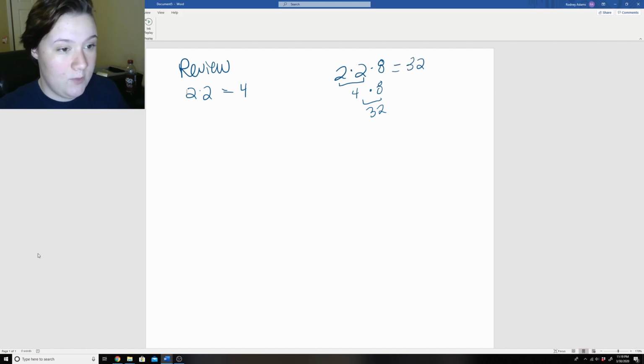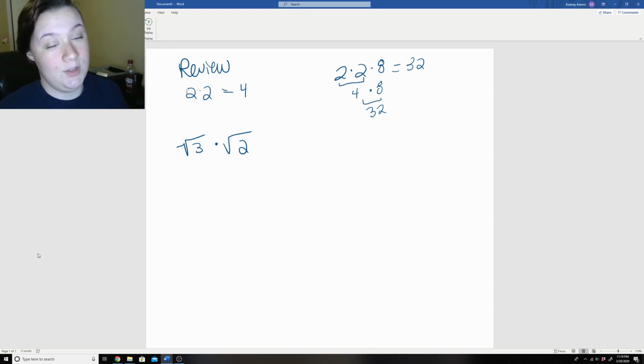So if we look at square roots, everything underneath the square root will multiply together, and everything not underneath the square root will multiply together. So like this one, if we have square root of 3 times square root of 2, you can just put all of it under one square root. 3 times 2 gives you square root of 6. So anything underneath the square root can be multiplied together if they're being multiplied. You can put everything underneath the same square root.